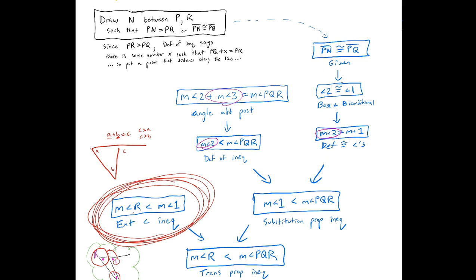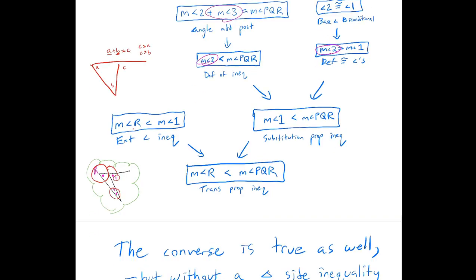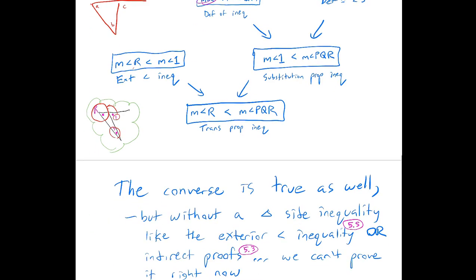We could do all these other steps with the angle addition postulate. We could do everything else in reverse, but we don't have that key last step that says these sides of this other triangle are longer. So we would need that theorem, or really common, the way people prove this is with an indirect proof. So that's actually the next step.